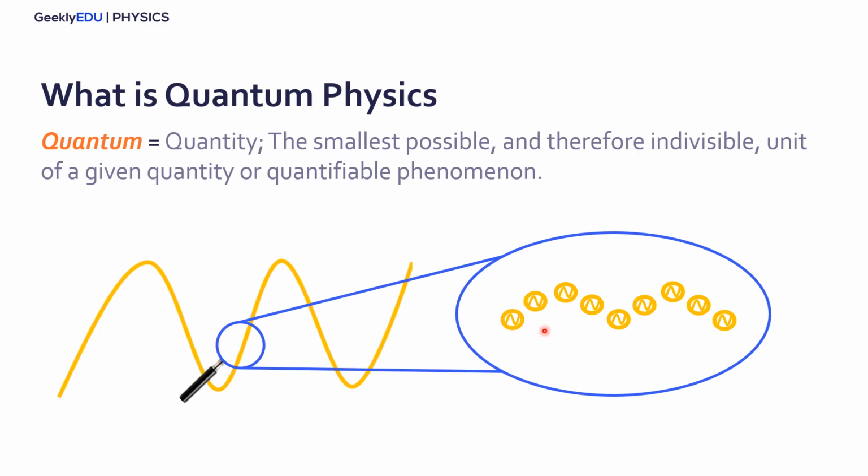And at this really microscopic level, the particles and the things behave in a very strange and different way. So classical physics does not apply anymore to this quantum level.